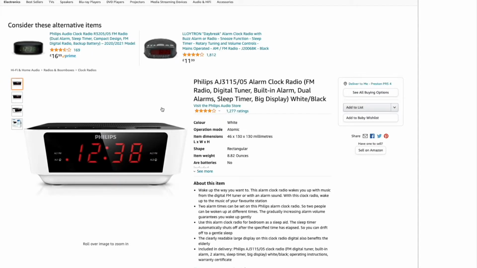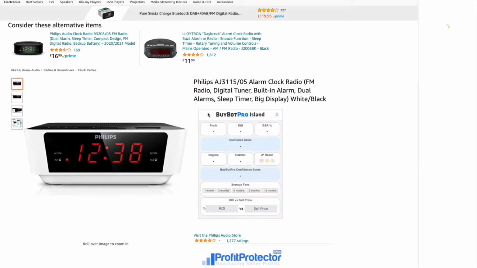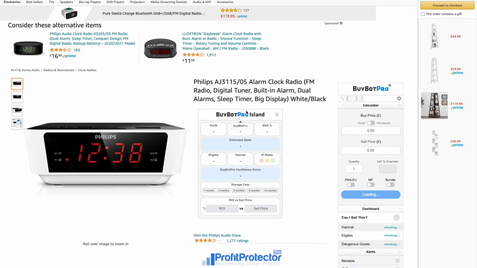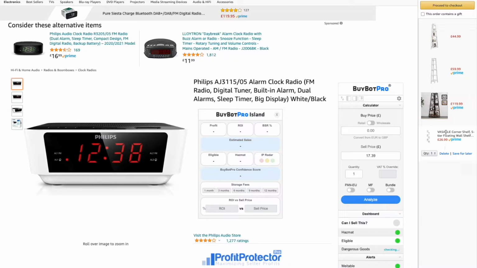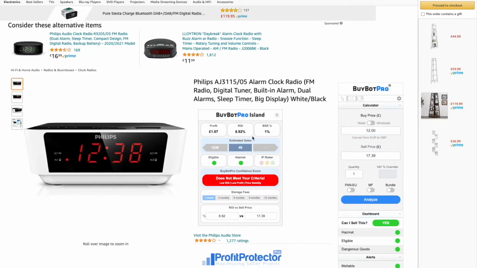So let's look at this alarm clock at this moment in time. I picked this alarm clock up for £12 from B&M. Unfortunately, you can see all the different ladders that my sister is trying to buy on my account. So I picked this up for 12 quid. When I picked it up at £12, it was selling for 26. Obviously the price has gone down.